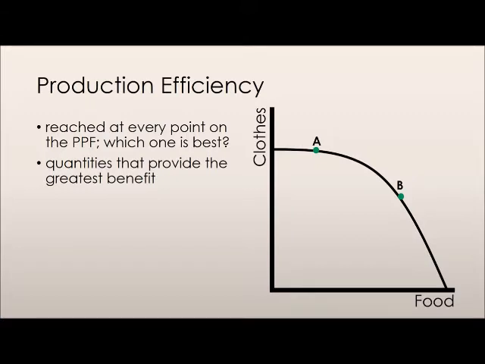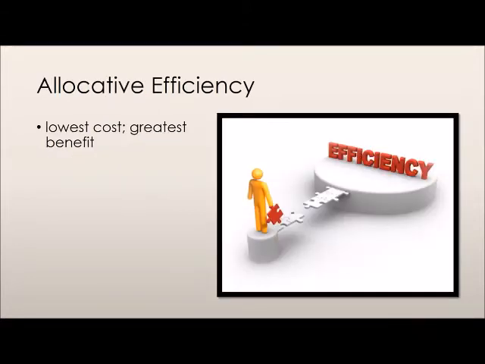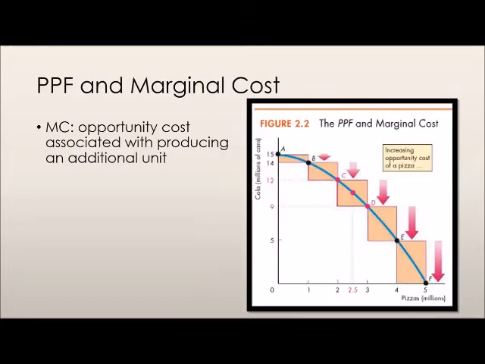The best point on the production possibilities frontier is the point at which goods are produced in quantities that provide the greatest possible benefit. I'll expand a bit more on the concept of benefit in just a bit. Allocative efficiency is achieved when goods are produced at the lowest possible cost and in quantities that provide the greatest possible benefit. In order to understand the concept of allocative efficiency fully, we'll need to introduce a few new concepts.